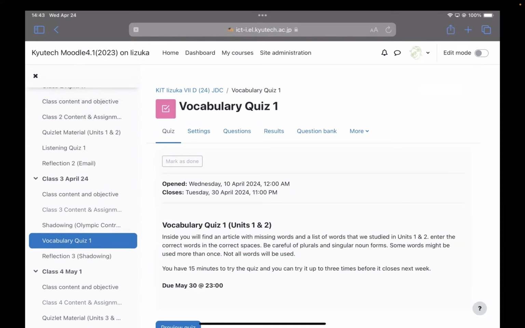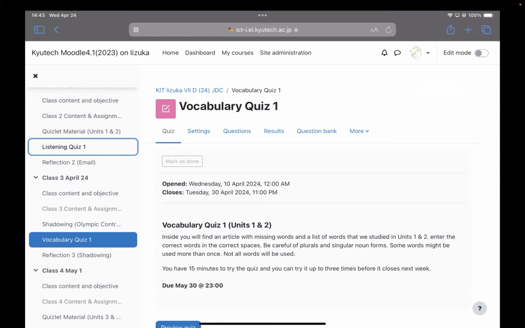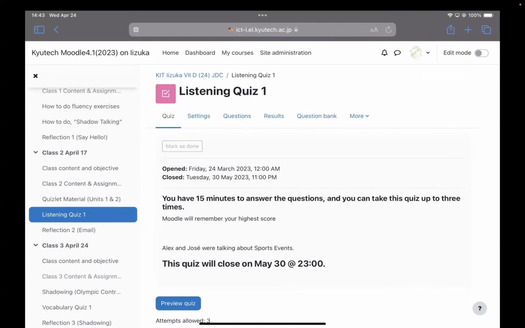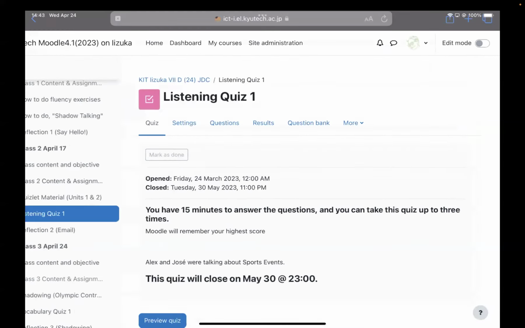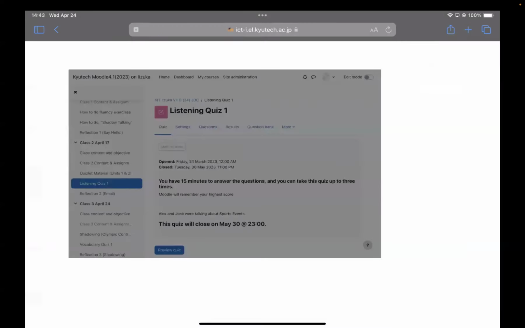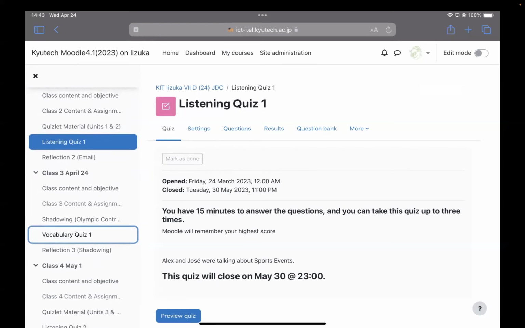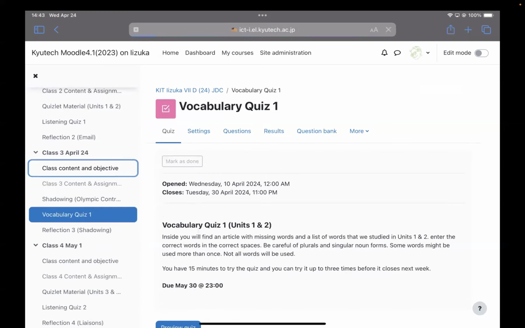Like the listening quiz, you can take the listening quiz up to 3 times, and the vocabulary quiz as well. You can take it up to 3 times. Moodle will remember your best score. You also have, it's not changing. Okay, there it is.